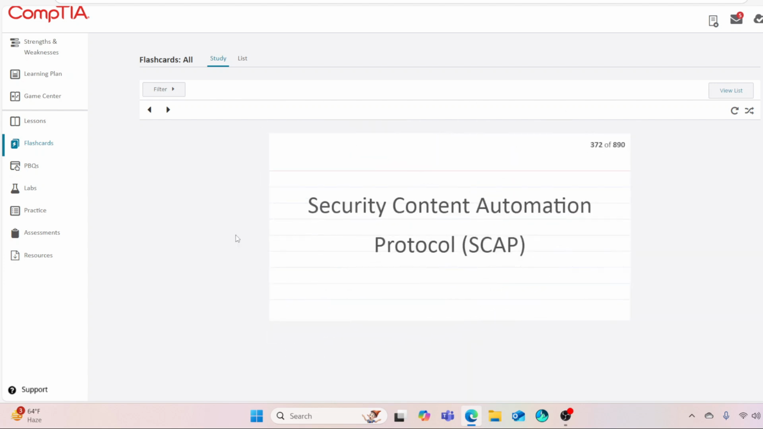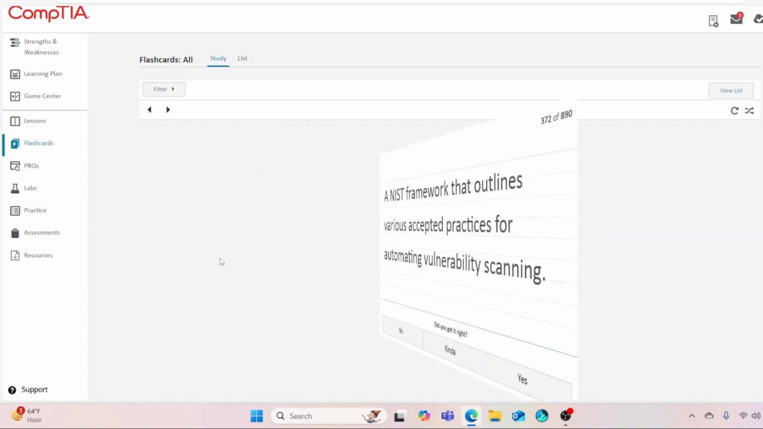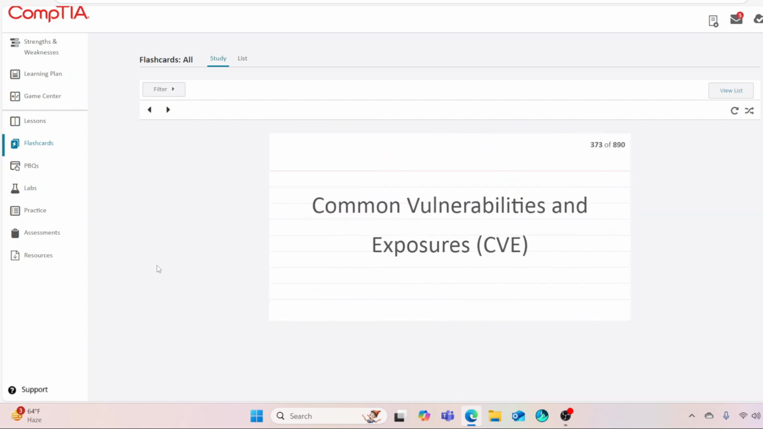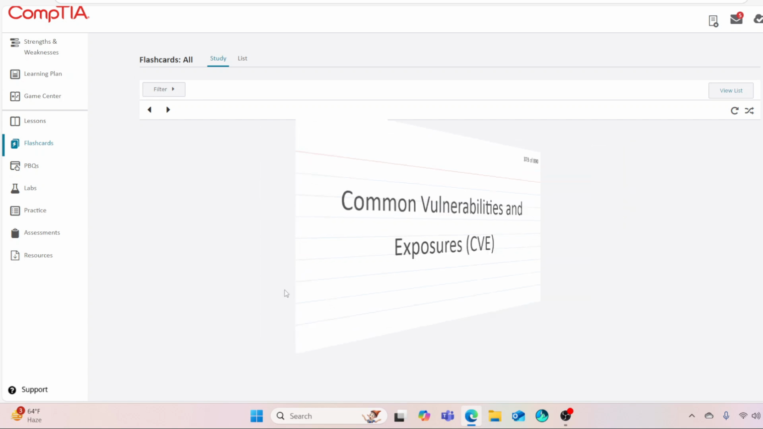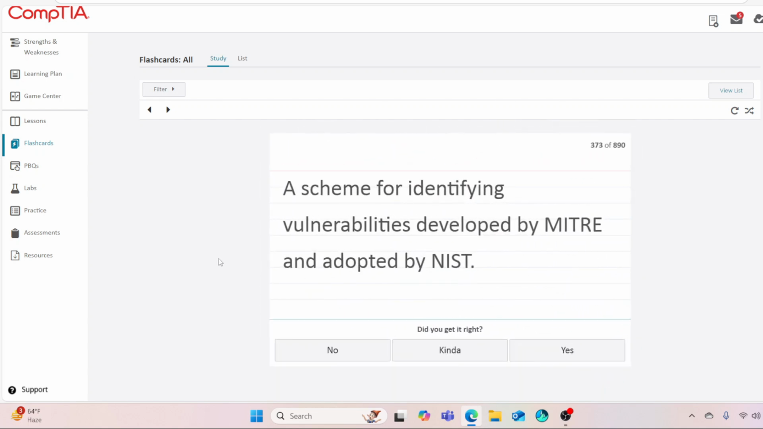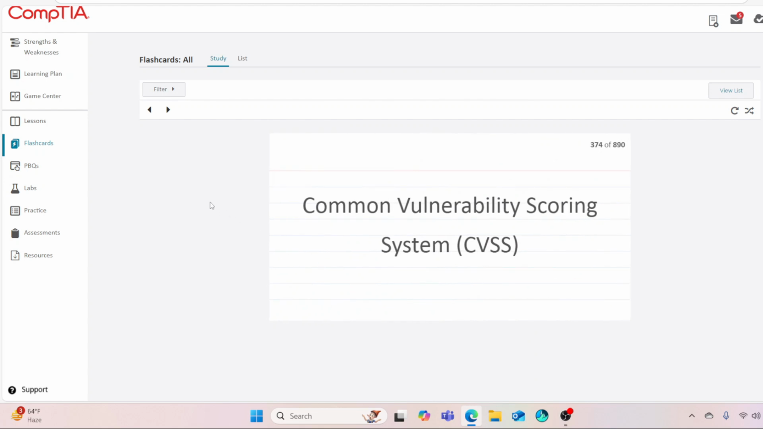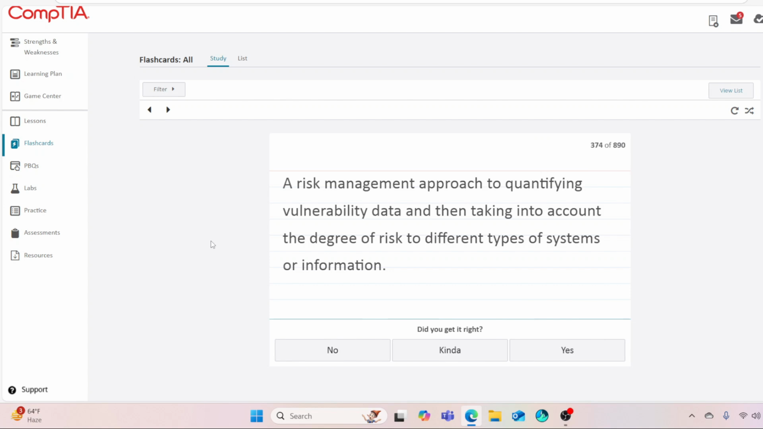Security content automation protocol. A NIST framework that outlines various accepted practices for automating vulnerability scanning. Common vulnerabilities and exposures. A scheme for identifying vulnerabilities developed by MITRE and adapted by NIST. Common vulnerability scoring system. A risk management approach to quantifying vulnerability data and then taking into account the degree of risk to different types of systems or information.